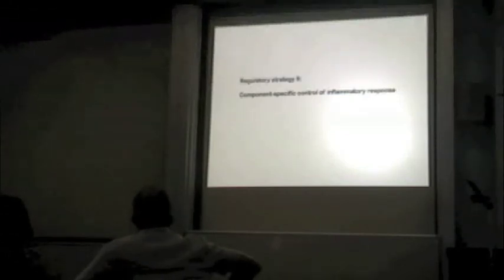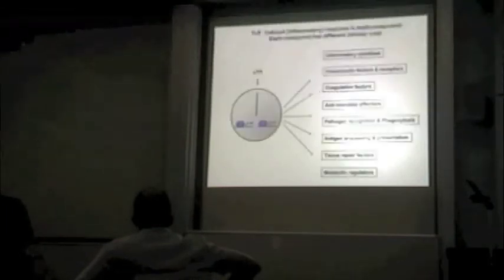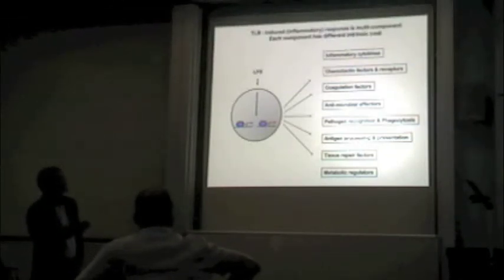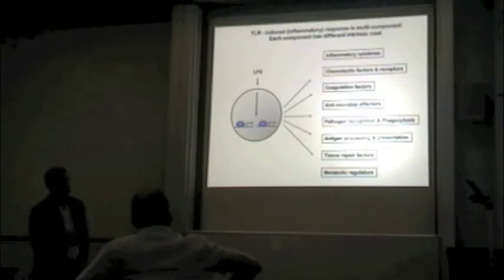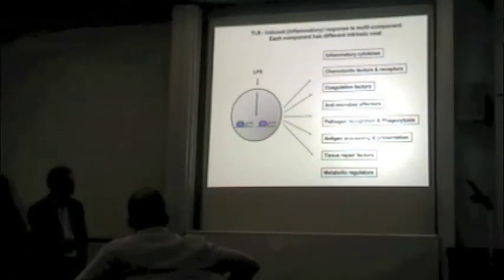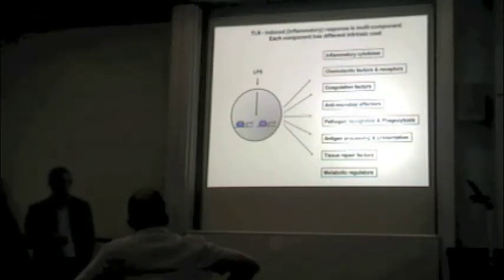And if something like LPS activates macrophages, that leads to induction of several hundreds of genes. But these genes can fall into multiple categories. These include classical inflammatory cytokines, inflammatory mediators, chemotactic factors. That also includes coagulation factors, antimicrobial genes, genes involved in recognition, phagocytosis, and antigen cross-presentation, tissue repair, and metabolic regulators, and a whole bunch of other genes that are always seen on various gene expression analyses, but their functions are less well understood.